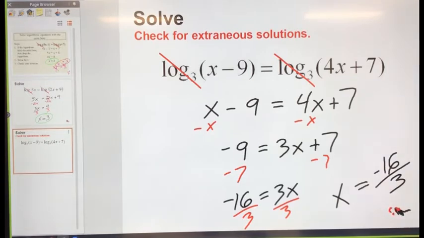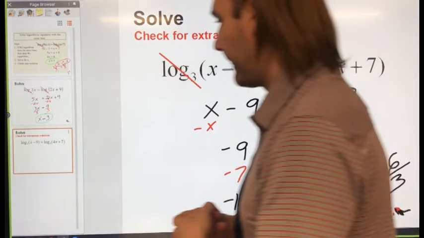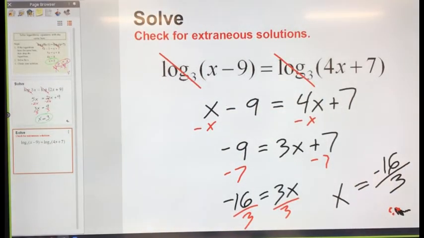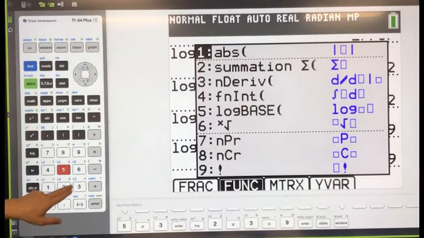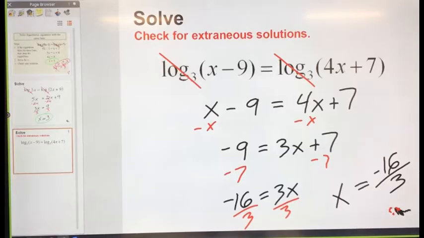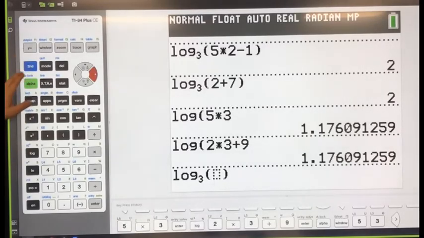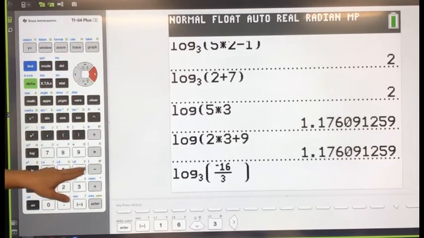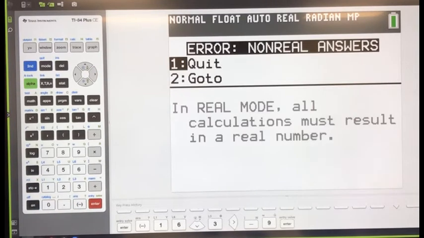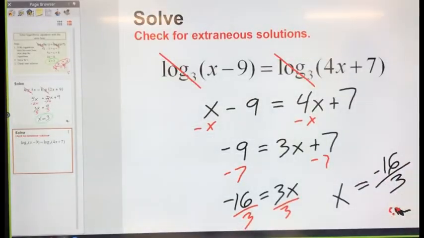Or does it? So let's check our work. Let's plug in negative 16 over 3. So log base 3 of x minus 9, so negative 16 over 3 minus 9. And what happens? Ooh! That is an invalid answer, because it is negative. So that means I have to throw negative 16 over 3 away.